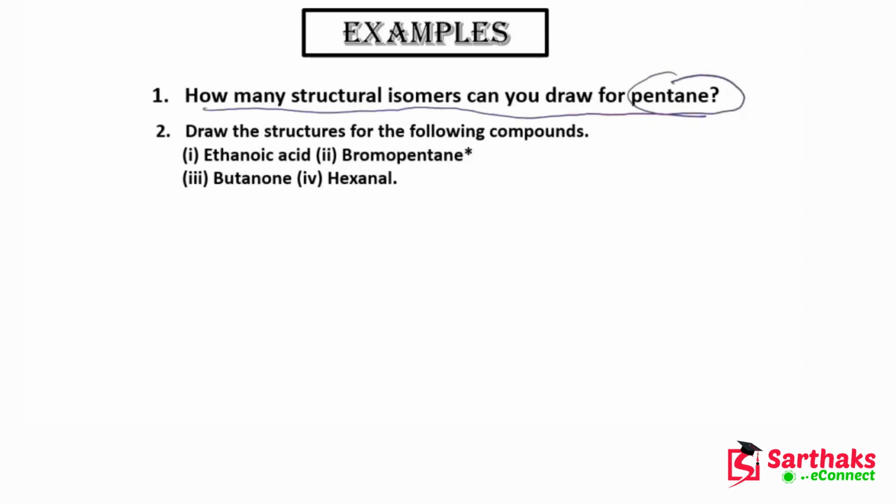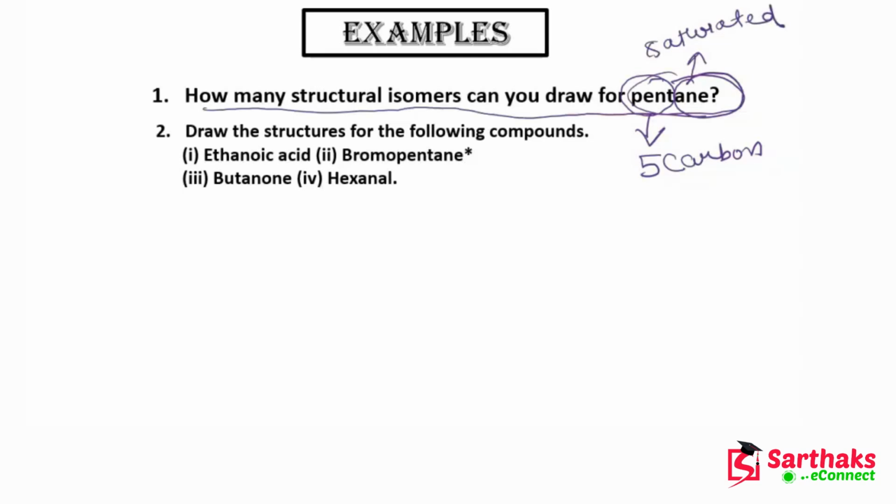You can see that "pent" is coming. It means this is a prefix, and by this prefix we can understand that there are 5 carbons present. Now this "ane" is coming, which means it is saturated, so there are only single bonds.